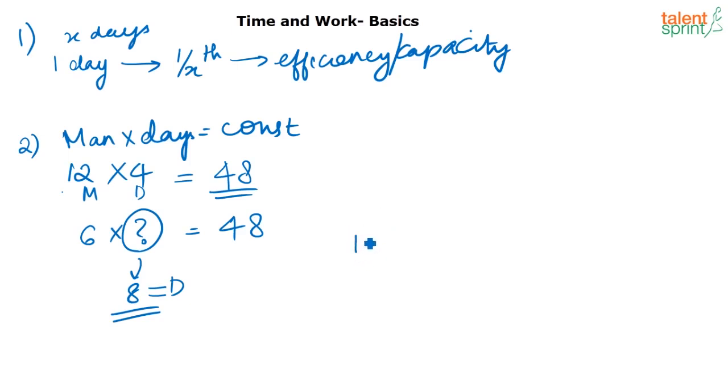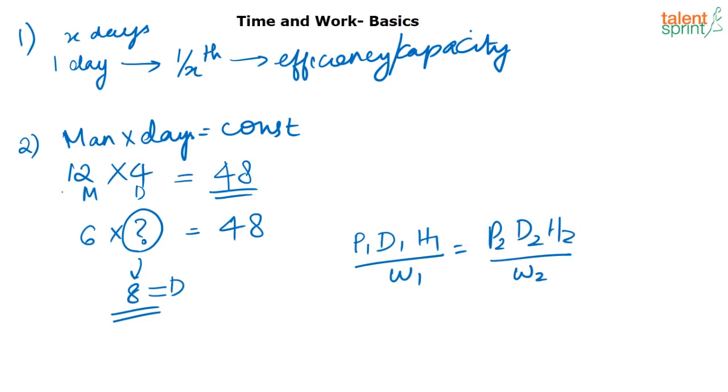If you are comparing 2 works, it is P1 D1 H1 by W1 is equal to P2 D2 H2 by W2. What does this formula indicate? If P1 men can do W1 work in D1 days working H1 hours per day, and P2 men can do W2 work in D2 days working H2 hours per day, then we can equate them. Again the man days concept is being used, and you can equate work done by 2 sets of people like this.